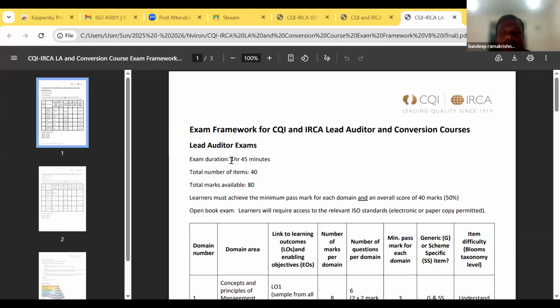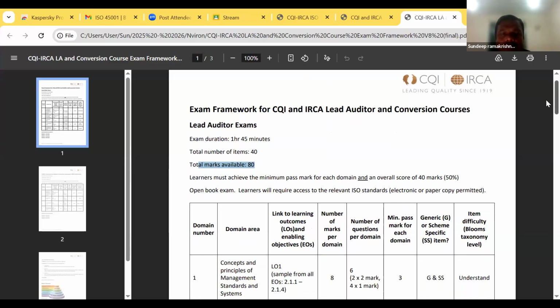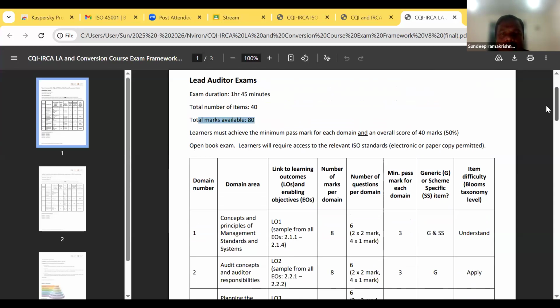So there are 5 sections, okay? The duration is 1 hour 45 minutes, total number of items 5, and total marks 80. Is this the exam framework for CQI, IRCA, lead auditor and conversion courses? Is this file available on your screen now? Give me a thumbs up if it is available. Available, sir. Right.